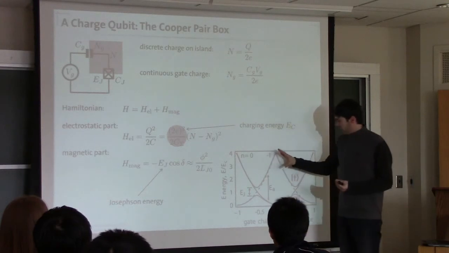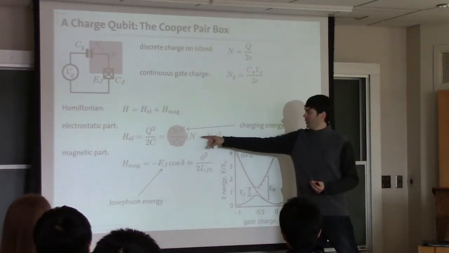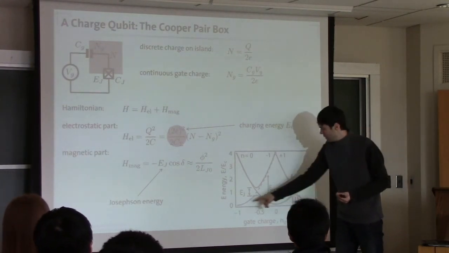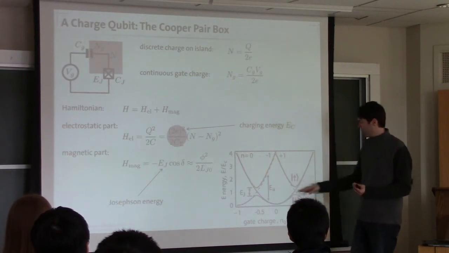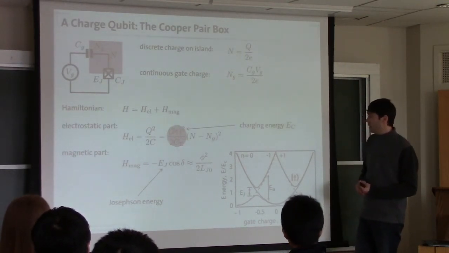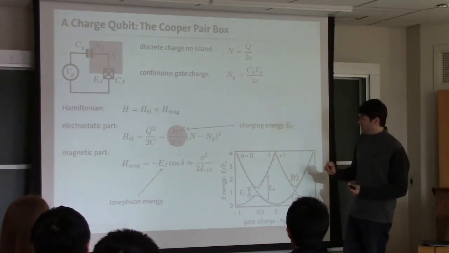So once again, from the energetics of this system, the charging energy is very large. So we have all these parabolas, and they're offset by 2e. And this is just a periodic degenerate potential, offset by 2e. But we also have a Josephson junction, a Josephson energy.